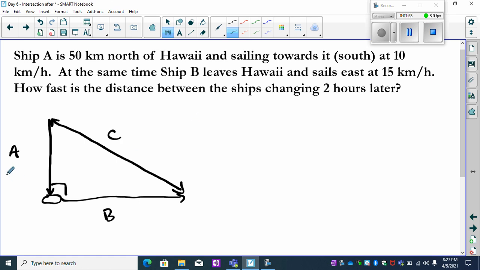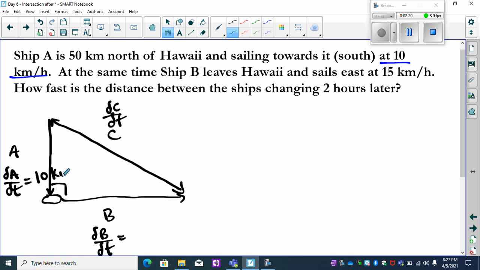Okay, they do tell me the rates. You don't have to use A, B, and C. You could use X, Y, and Z if you want. I think it's probably most common to use A, B, and C. And we'll go dC over dt. Now, if we keep reading, I think you'll see that ship A is traveling at 10 kilometers an hour.